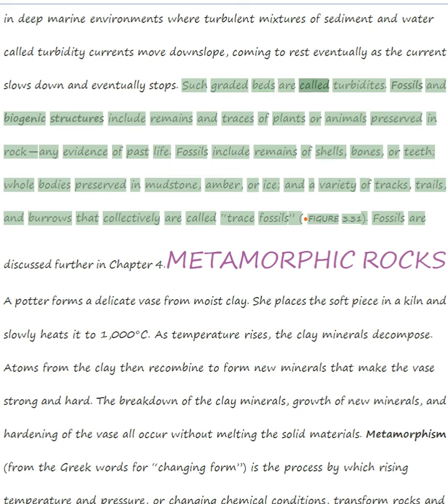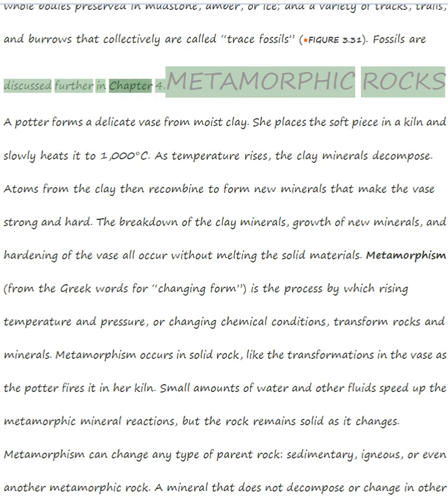Such graded beds are called turbidites. Fossils and biogenic structures include remains and traces of plants or animals preserved in rock, any evidence of past life. Fossils include remains of shells, bones, or teeth, whole bodies preserved in mudstone, amber, or ice, and a variety of tracks, trails, and burrows that collectively are called trace fossils. Fossils are discussed further in Chapter 4.